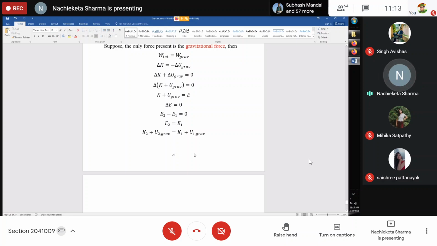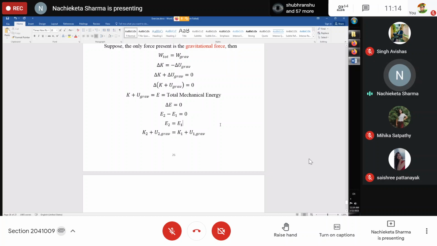That is the conclusion that we are going to get, and that is what is called conservation of mechanical energy. Your kinetic energy is not remaining conserved. Your gravitational potential energy is also not remaining conserved, but the sum remains conserved, and that sum is called the total mechanical energy. This E is called the total mechanical energy. Okay. Now, naturally, a question arises in our mind: what happens if other forces are present?